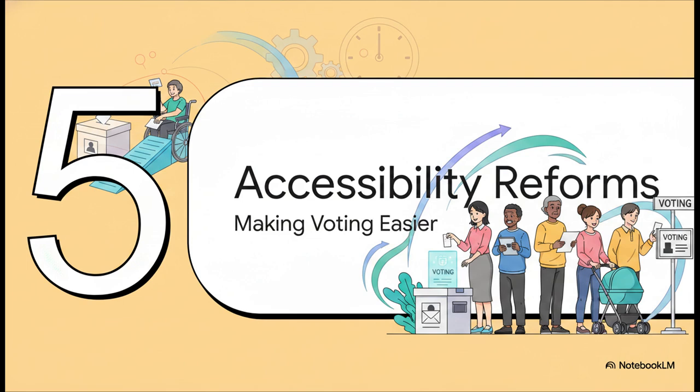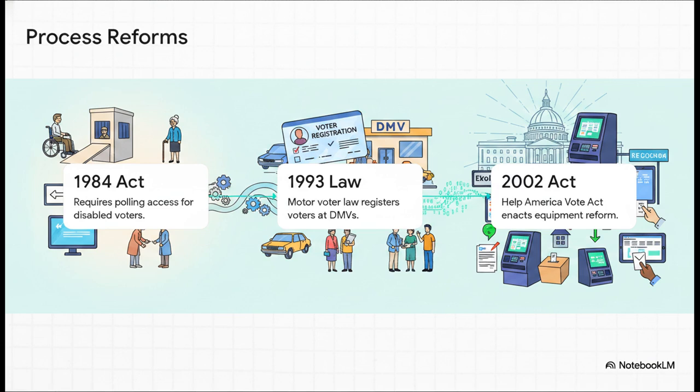Section 5. Accessibility and Process Reforms. Making voting easier. Heading into the late 20th century, the conversation kind of shifted. It wasn't just about the legal right to vote anymore, it became about logistical accessibility. Voting was fundamentally modernized in three really distinct legislative steps. First, in 1984, federal law finally mandated polling place accessibility for elderly and disabled voters. Second, the 1993 Motor Voter Law completely revolutionized registration by letting people simply register at the DMV. And third, the 2002 Help America Vote Act provided federal funds for sweeping equipment and process reforms across the board.